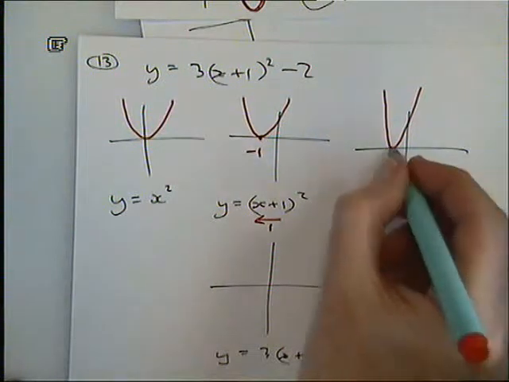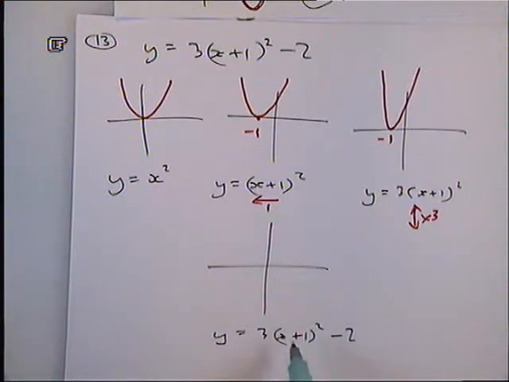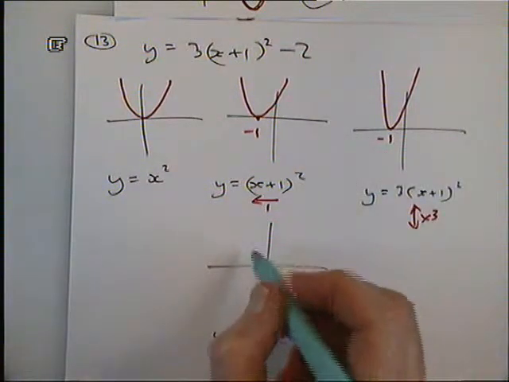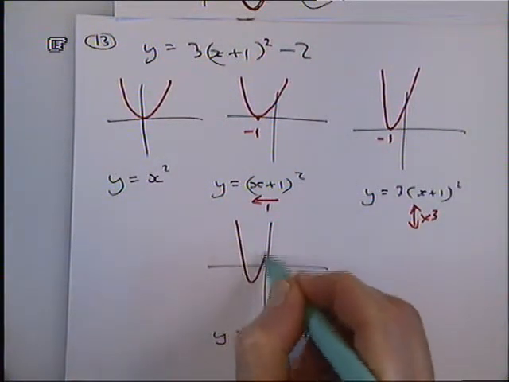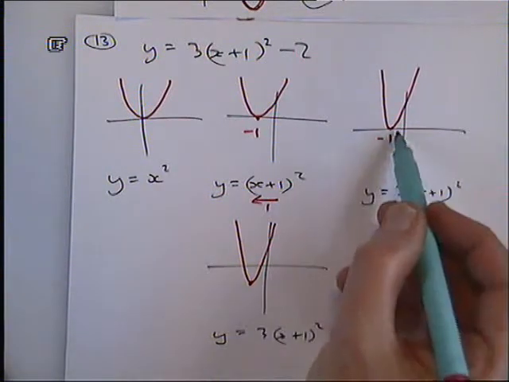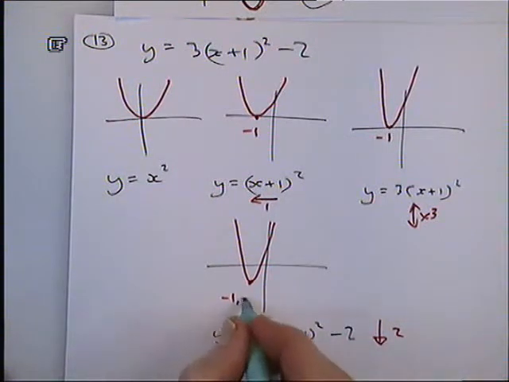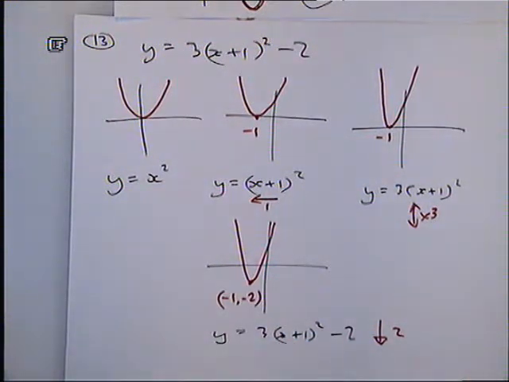Still there at minus 1. Then what happens down here to get to the last stage? Yeah, it's been translated down 2. So that steep curve there will be down here like that. What will that coordinate be down there? Yeah, we know it's negative 1, and then it's gone down 2. Negative 1, negative 2. That's right.